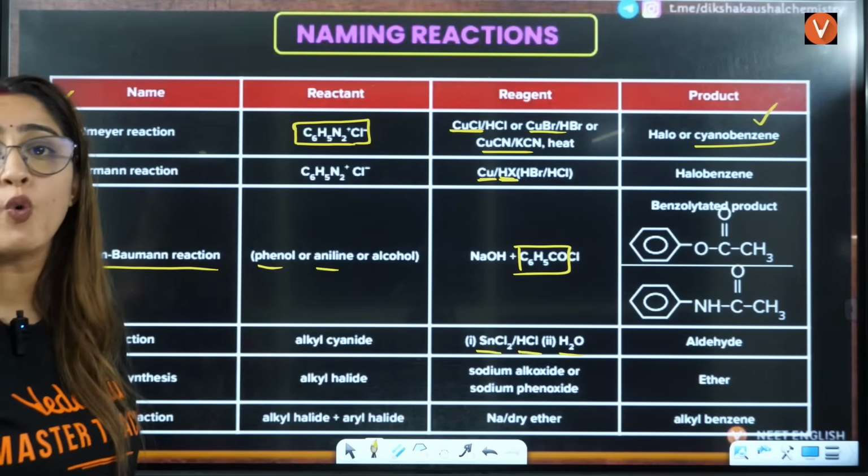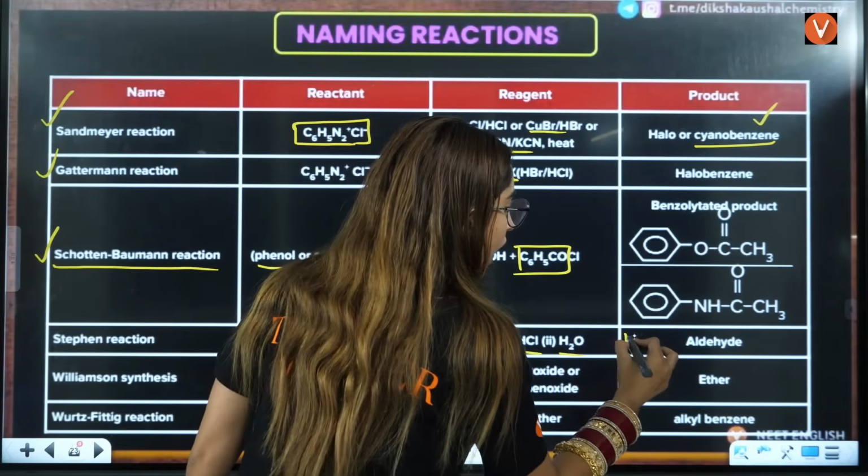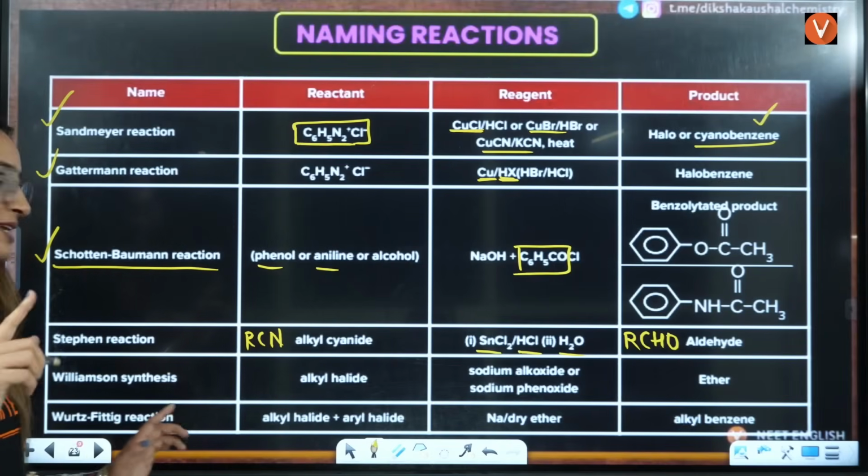This is converted to aldehyde, right? So you have RCN, that is converted to RCHO, right? That is the difference between Mendius and Stephen reaction.